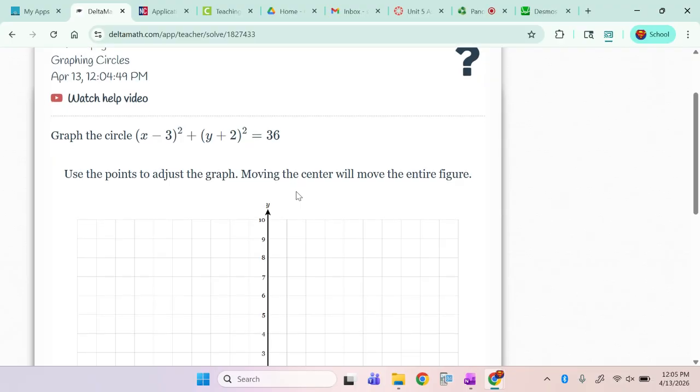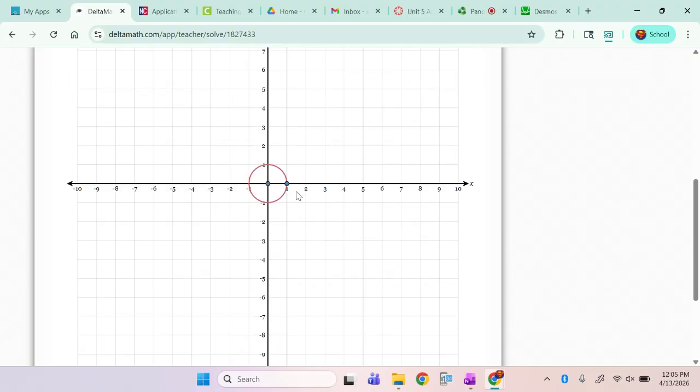So once again, I'm going to take that information. I'm going to plot my center point first. I'm going to move the center to 3, -2. So right here. How far away from the center point does my outside point need to be? 6 away. So it's already 1 away, 2, 3, 4, 5, 6. And there's your circle.